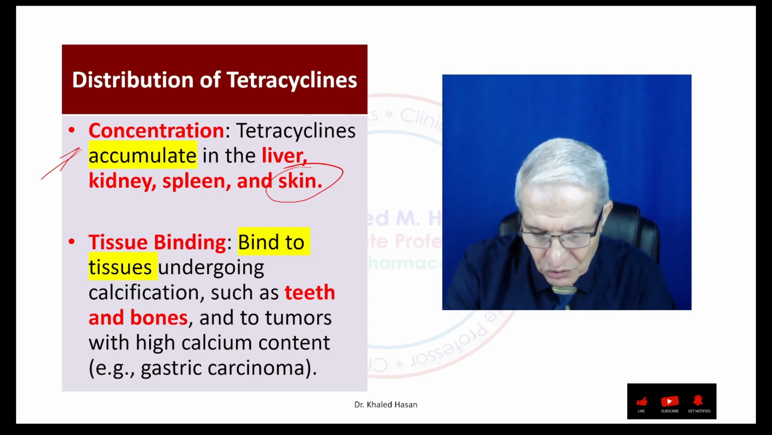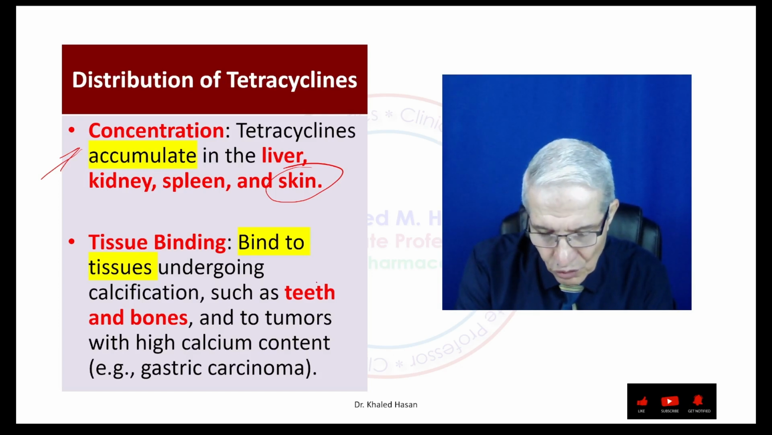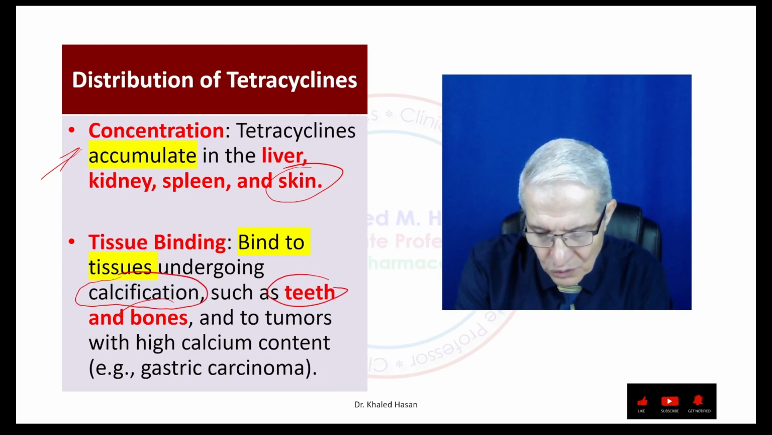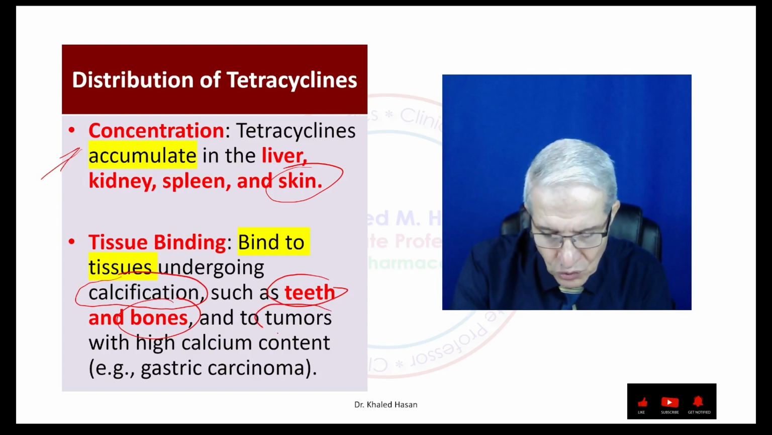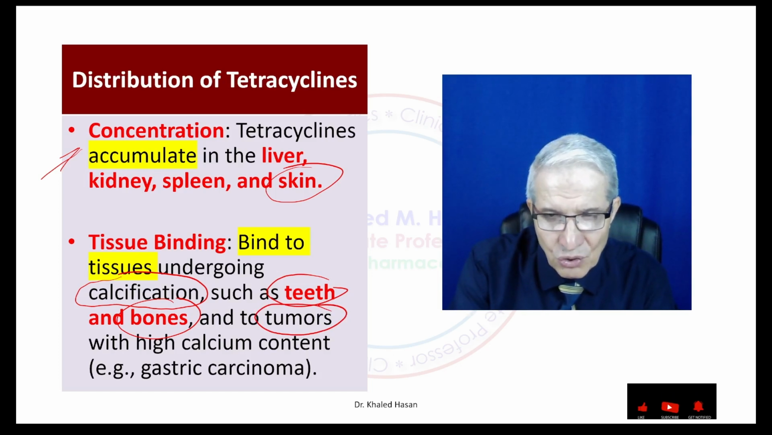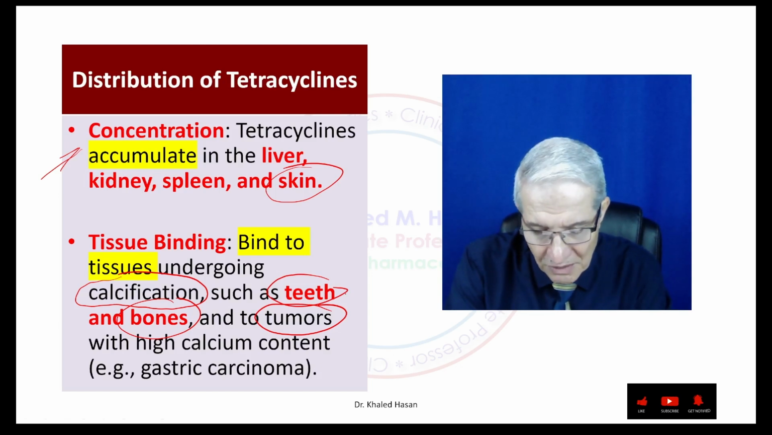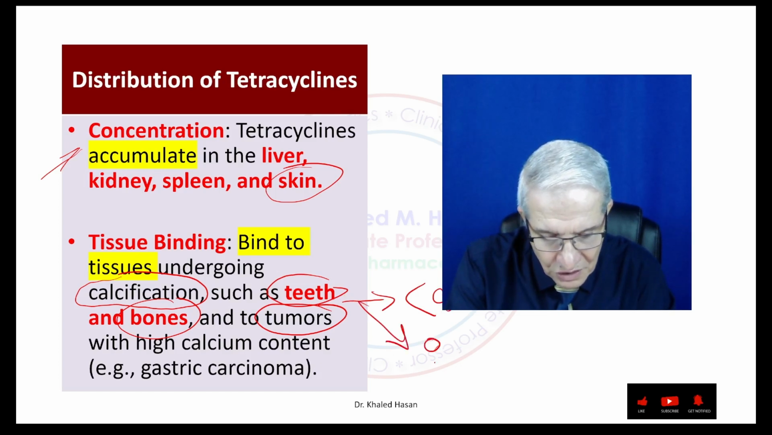What else? They also found that tetracycline binds to tissues and cells, especially calcified tissues, for example teeth and bones. Sometimes it also binds to tumors that have a high level of calcium, such as gastric carcinoma. So tetracycline binds to the teeth and bone, to the calcified tissues. This must be taken into consideration when you prescribe it to children less than 8 years of age.